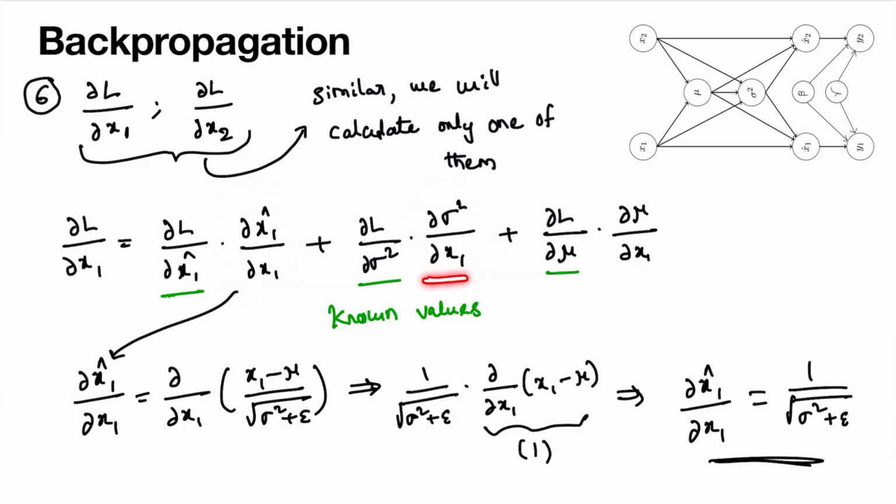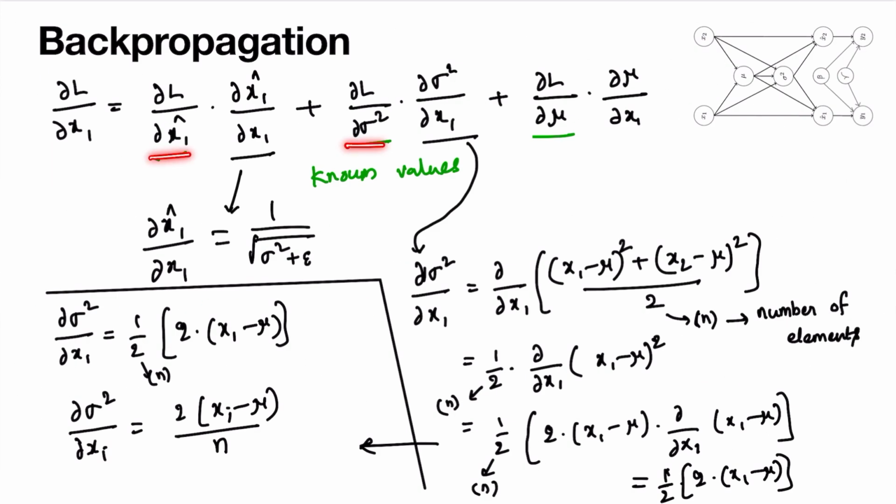Next we will do it with respect to x1 for sigma square. These green ones are already known values, and for this we just calculated this. Now for this expression, let us see sigma square with respect to x1. We already saw the sigma square expression is this one, the variance calculation. As I was saying, this is the number of elements. In this example we have 2 elements, so that's why it is 2, but usually it should be n. So 1 by 2 I am taking forward; it should actually be 1 by n in the generic form.